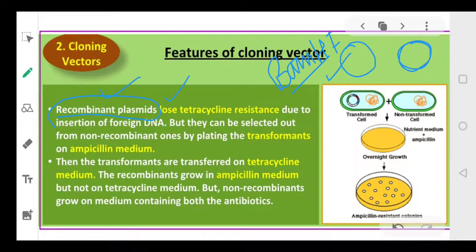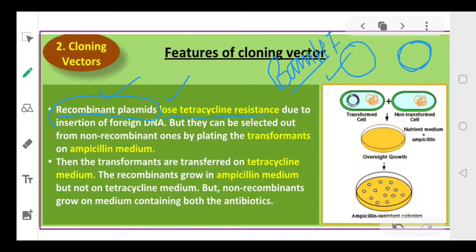अभी जो recombinant plasmids हैं, they have lost the tetracycline resistance. जो नॉर्मल प्लाज्मिड था हमारा, जो नॉर्मल बैक्टीरियल सेल था, वो हमारा एम्पीसिलीन और टेट्रासाइक्लिन दोनों ही एंटीबायोटिक्स को फेस कर सकता था, दोनों के रेजिस्टेंट था। लेकिन जब हमने BamHI रीजन में एक फॉरेन डीएनए इंसर्ट कर दिया, सो अब ये बैक्टीरिया टेट्रासाइक्लिन के रेजिस्टेंट नहीं रहा, ठीक है। इज इट क्लियर?